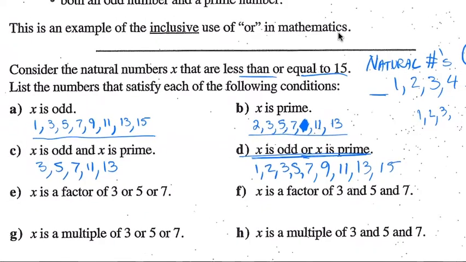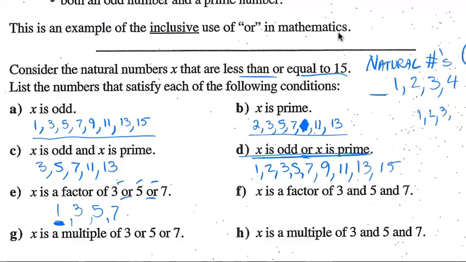Question E. X is a factor of 3, 5, or 7. So factors, remember, are numbers that multiply together. So this is inclusive. The factors of 3 are 1 and 3. The factors of 5 are 1 and 5. The factors of 7 are 1 and 7. So although 1 is a factor of all three of these numbers, we never repeat that when we list it out.